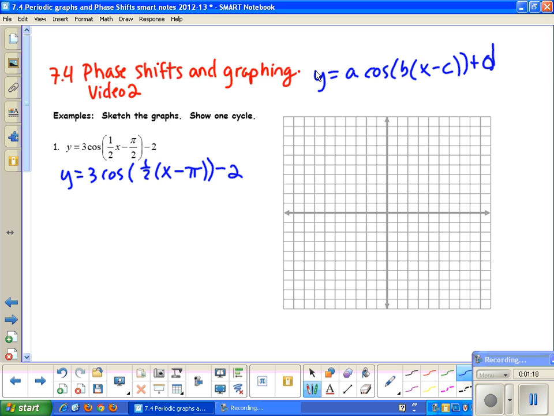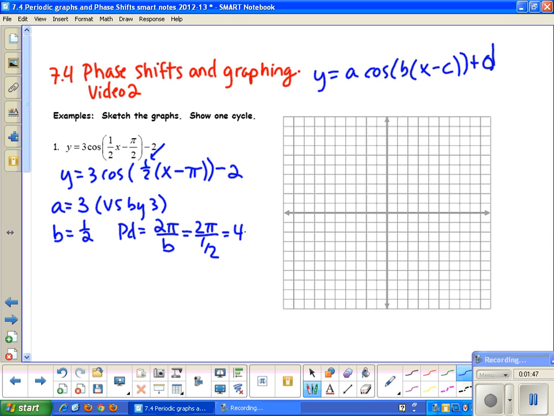Now for this, I want to write down what everything means. So my a value, since it's cosine, is my amplitude. Remember that's a vertical stretch by a value of 3. And my b value is equal to 1/2. That's this value right here. And remember from that we can get the period of our function, because the period is equal to your parent graph period, which in this case is 2 pi, divided by your b value. So I know the period is going to be 4 pi.